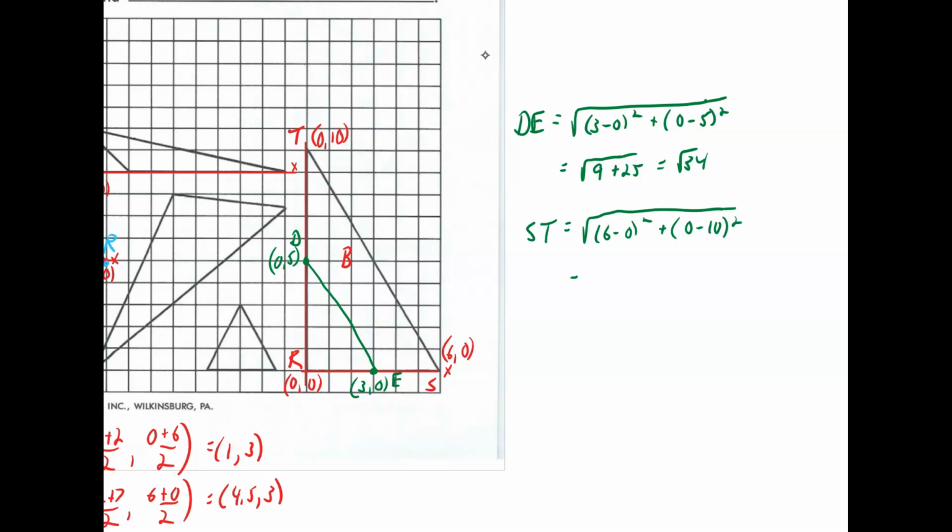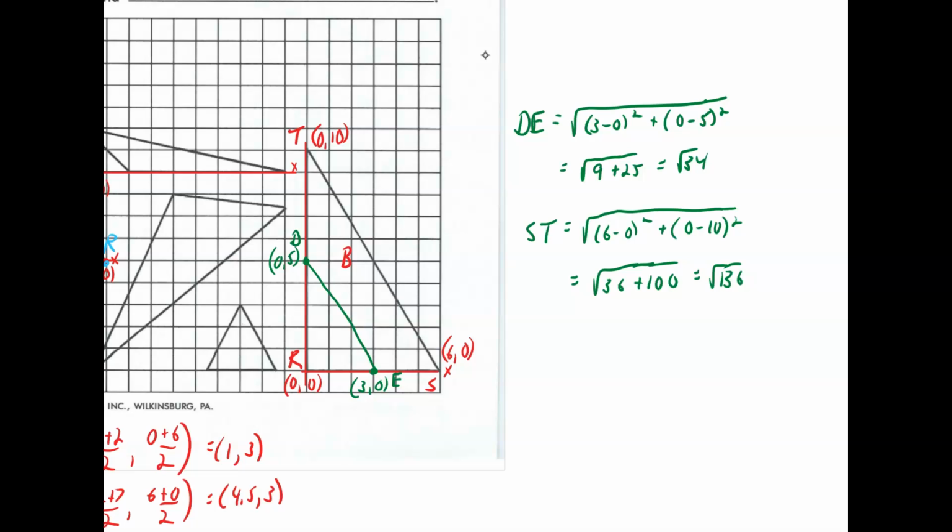And that is the square root of 6 squared, which is 36. Negative 10 squared is plus 100. And that is the square root of 136. Now there's two things that we can do here. One of them is we can simplify this radical. And the other one is we can put these in a calculator and estimate them.